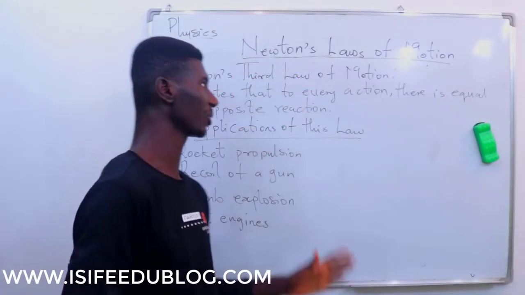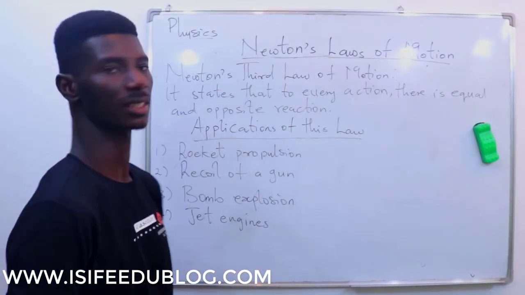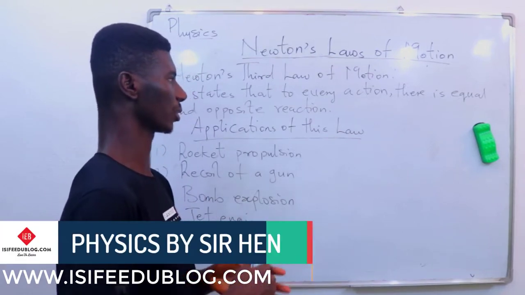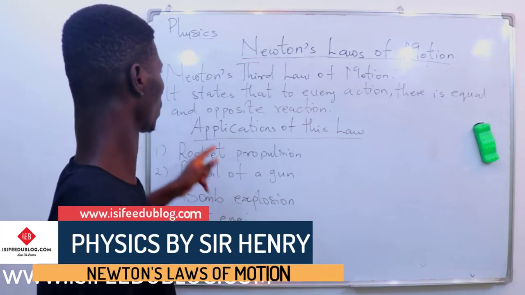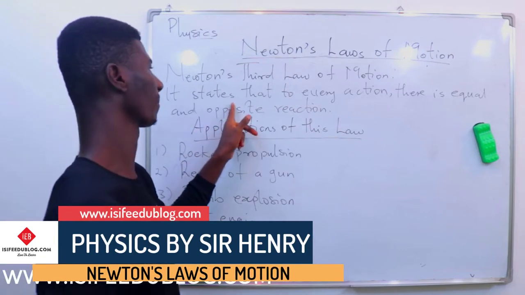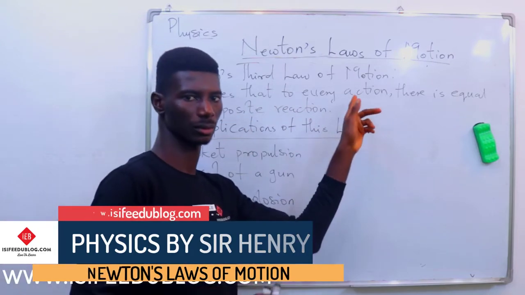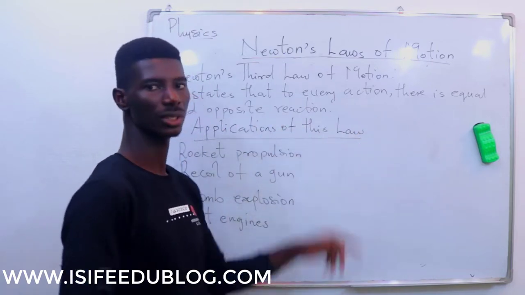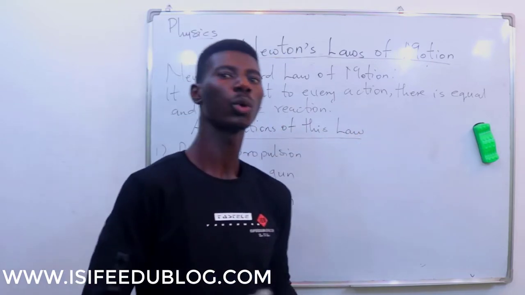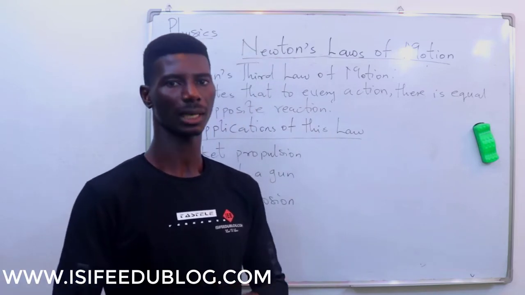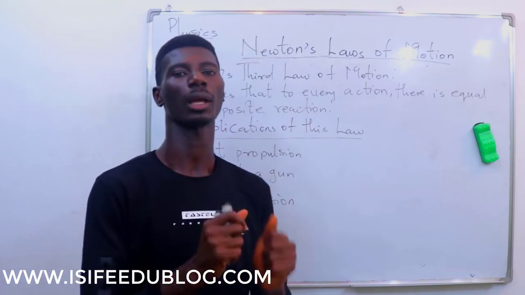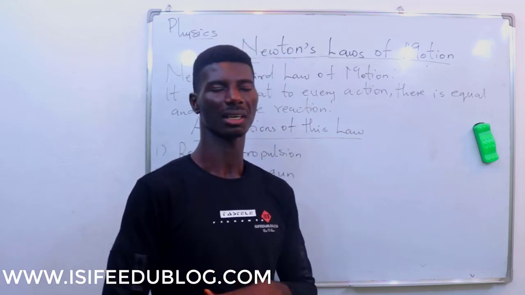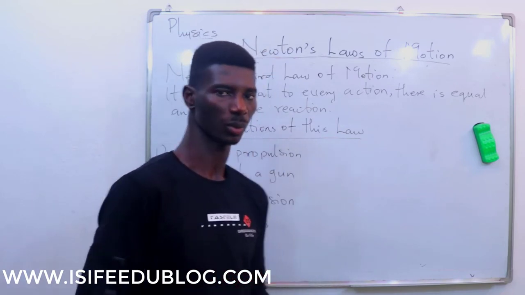Now here we are going to be talking about Newton's third law of motion. That is the easiest law to remember. Very easy. So what does it state? It states that to every action, there is an equal and opposite reaction. No matter what the action is, to every action, there is an equal and opposite reaction. In real life, every action has an equal and opposite reaction.